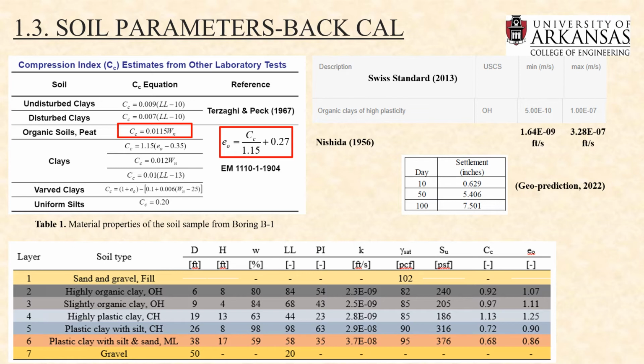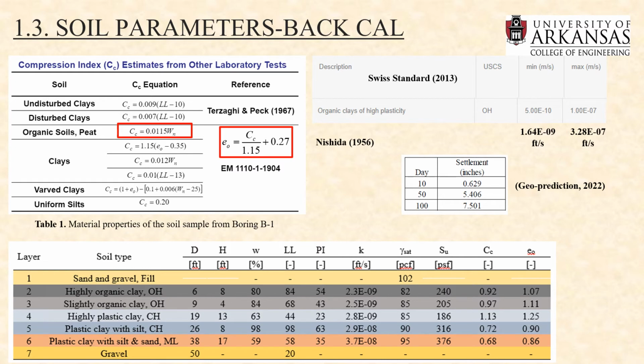The permeability was selected based on a strict standard for organic clays of high plasticity. The minimum and maximum range for the organic clays is between 1.64 times 10 to the negative 9 feet per second to 3.28 times 10 to the negative 7 feet per second. Based on the correlation, we come up with the property of the soil as presented in table 1.